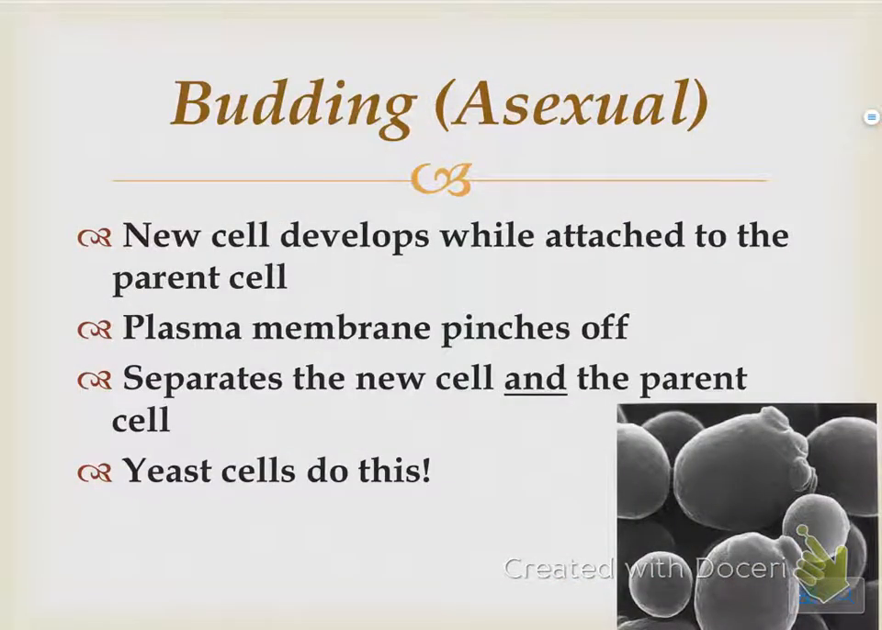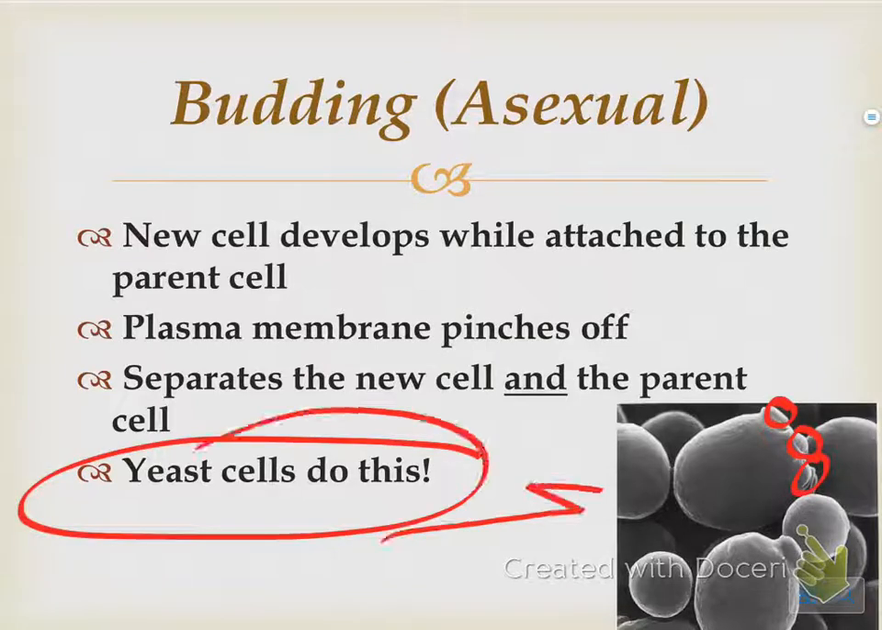So asexual reproduction, then one form, is budding. All it is a new cell develops while attached. You see all these little buds forming here? This is what yeast cells do. Okay? Eventually this membrane will pinch off, and that's how you'll get two new cells.